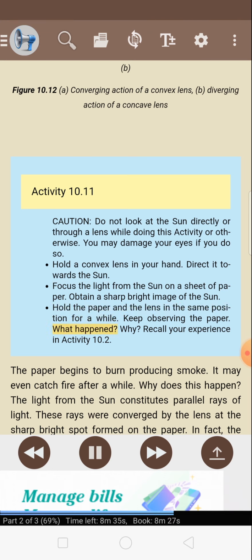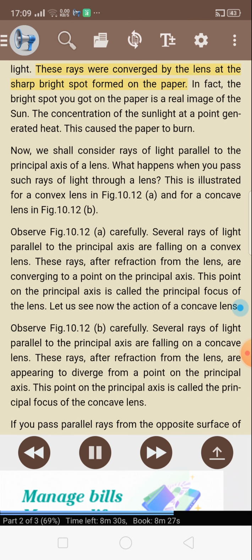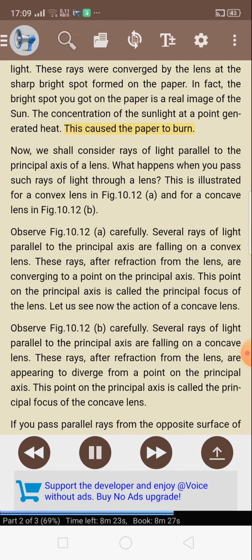Keep observing the paper. What happened? Why? Recall your experience in Activity 10.2. The paper begins to burn, producing smoke. It may even catch fire after a while. Why does this happen? The light from the sun constitutes parallel rays of light. These rays were converged by the lens to the sharp bright spot formed on the paper. In fact, the bright spot you got on the paper is a real image of the sun. The concentration of the sunlight at a point generated heat. This caused the paper to burn.